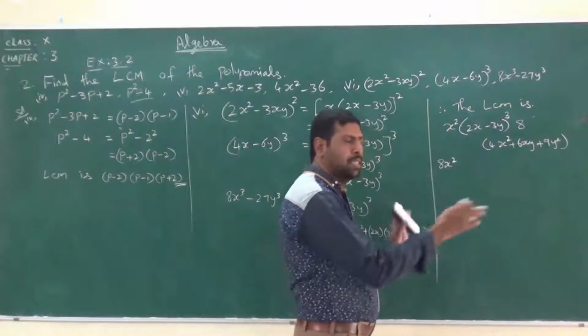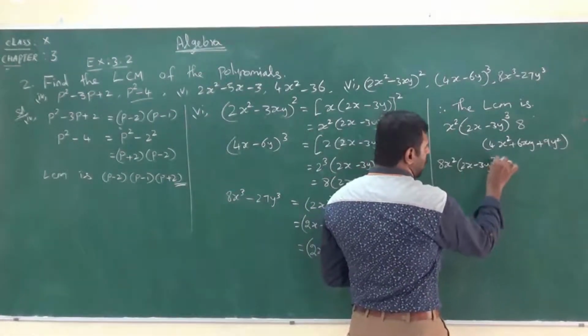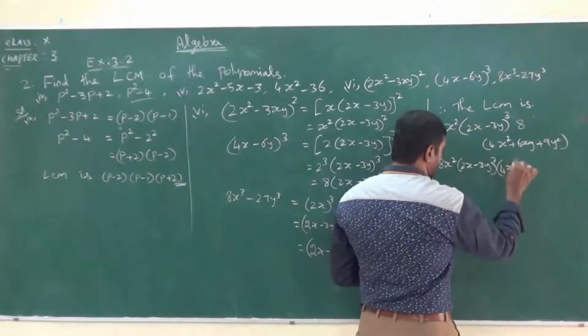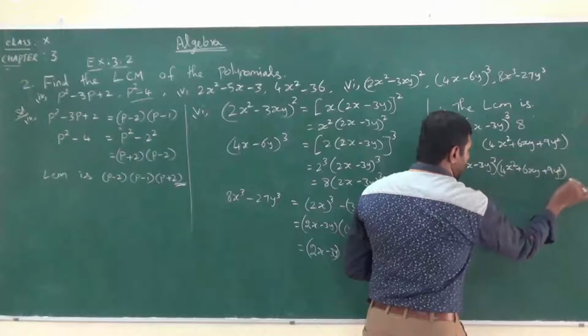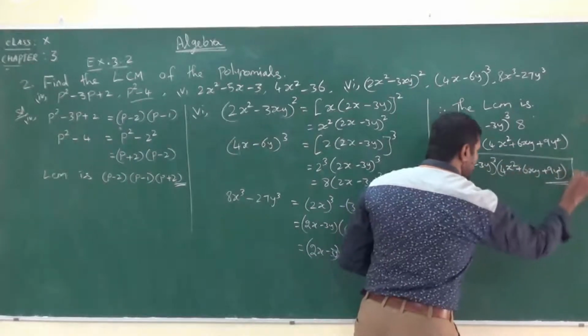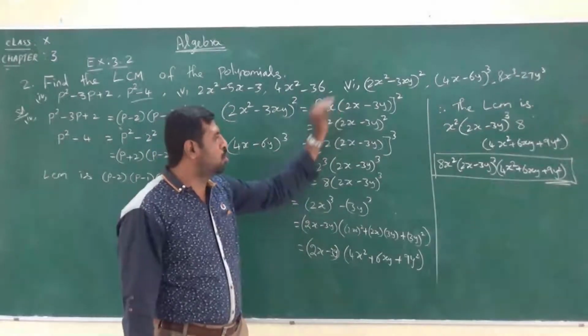We have to rearrange the terms. 8x square into (2x minus 3y) whole cube into (4x square plus 6xy plus 9y square) is the LCM of the given terms for the sixth Roman number.